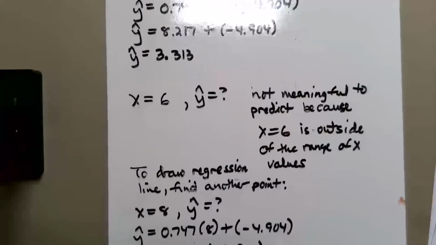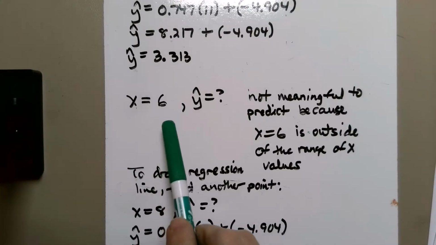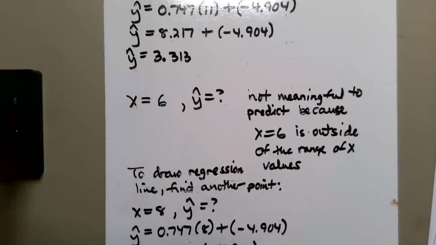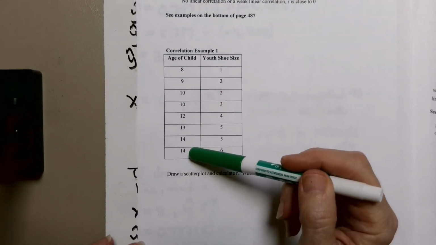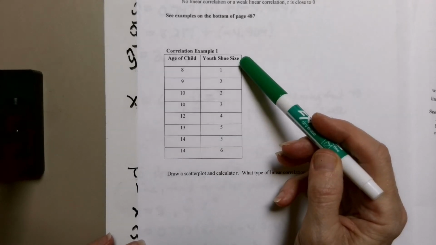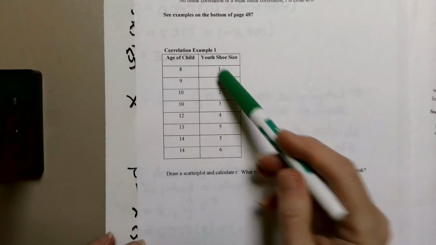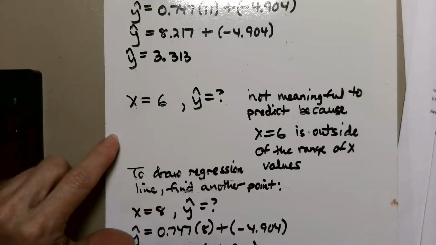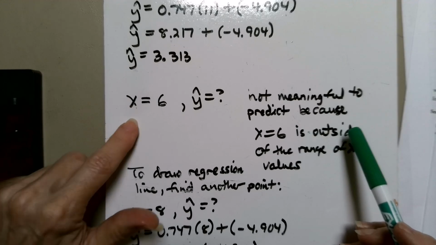And then let's do one more, and then we'll talk about how that works with the line here. And so what if we have a 6-year-old? Well, that's a problem actually, because in our original data, if we go back and look at the data, this data is meaningful for age 8 to 14. So if you have a 6-year-old, they probably don't wear a youth shoe size. They wear a child's shoe size. Those of you who have young children probably remember that. So this isn't meaningful for a 6-year-old. So we actually can't use that equation to predict what size a 6-year-old would wear.